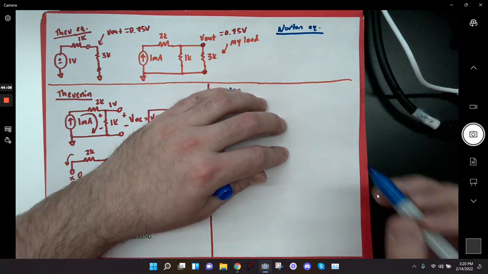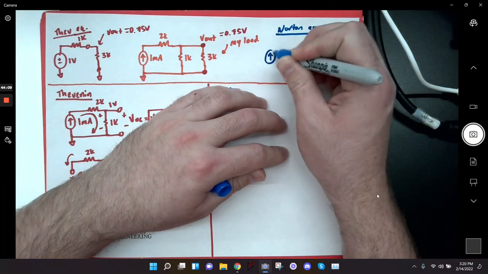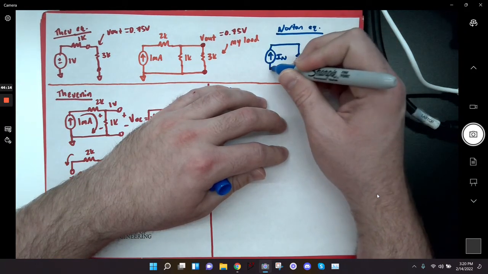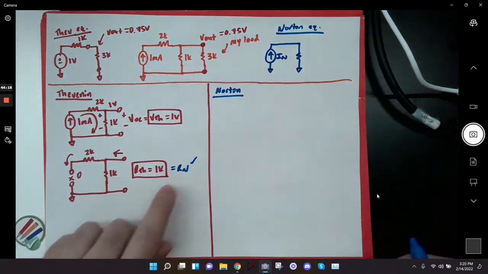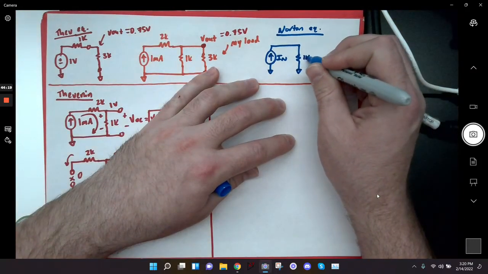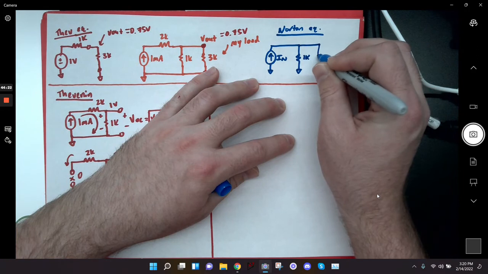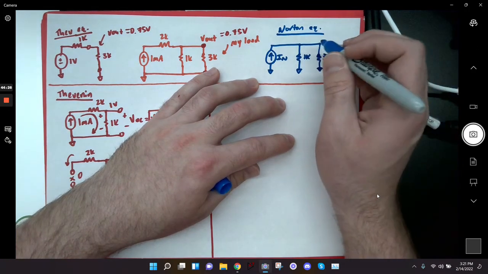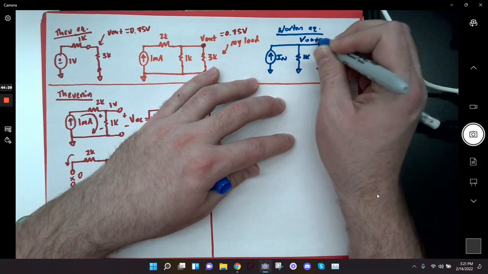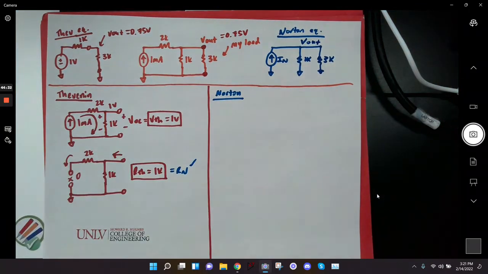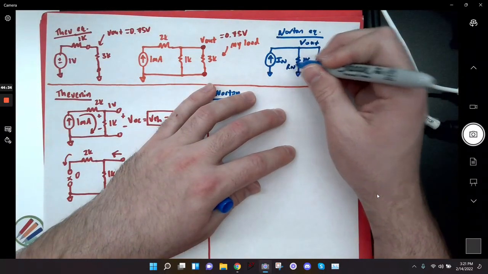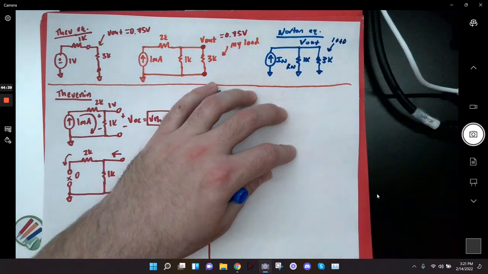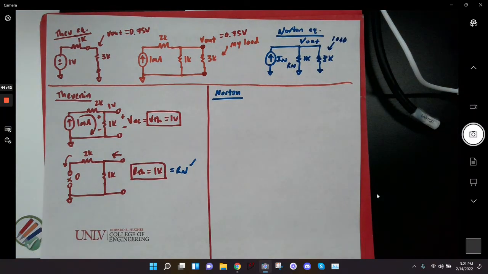My Norton equivalent is going to be a current source, right? My Norton current, which we haven't found yet, in parallel with my Norton resistance, which I know already, right? It's 1K. And then I connect my load, my 3K, and I should get the same voltage V out here that I got over here. So basically I already know my R Norton. This is my load. And I need to find my Norton current, right? And how do I find it?